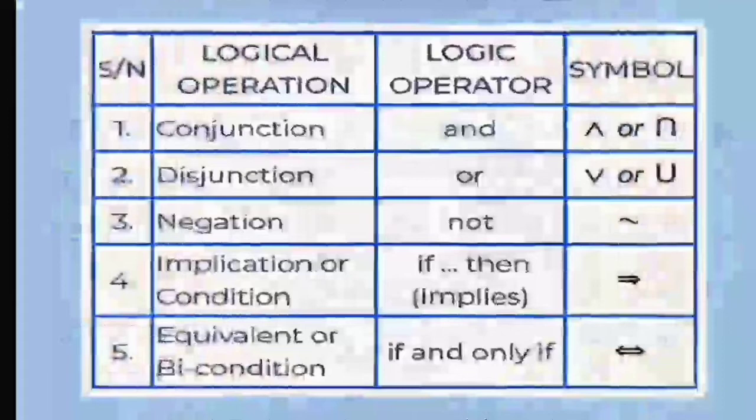Number 4, implication or condition. The logic operator is if, then, or implies. Number 5 is equivalence or bicondition. The logic operator is if and only if. I hope this idea is clear to you. Let's know more about logical operations.